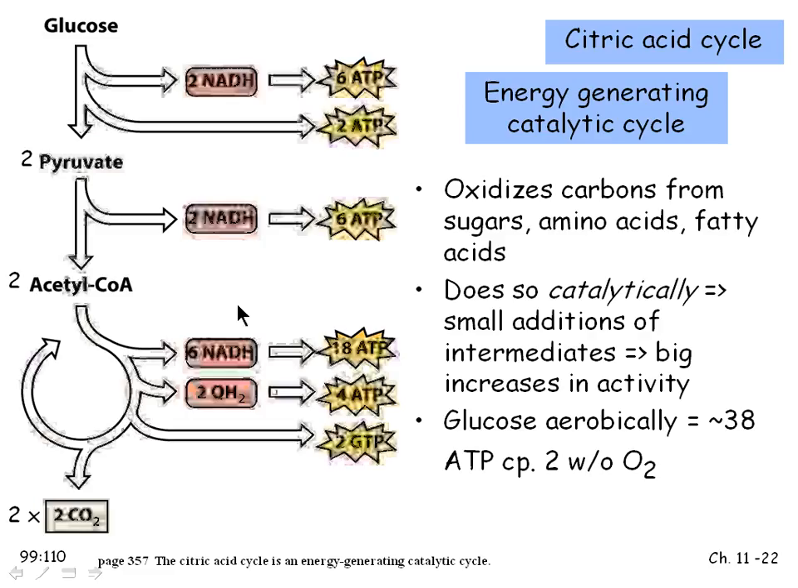When we add this all up, one glucose molecule that is oxidized completely aerobically can give you about 38 molecules of ATP. Contrast that with about 2 in the absence of oxygen. So clearly, the first organism that got a citric acid cycle going well had an immense advantage in terms of extracting energy.